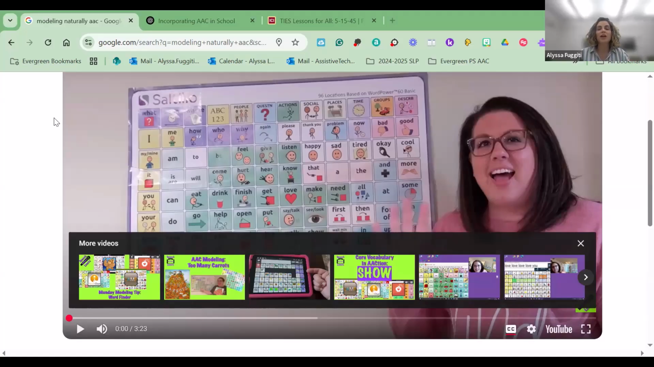Because so many of our interactions with our AAC users are task oriented, like do this, or giving them directions or giving them a task or task completion. And so I wanted to just show what this looks like.